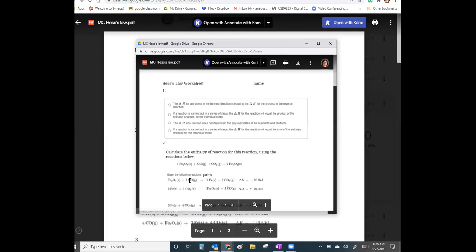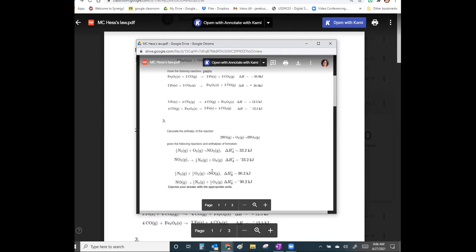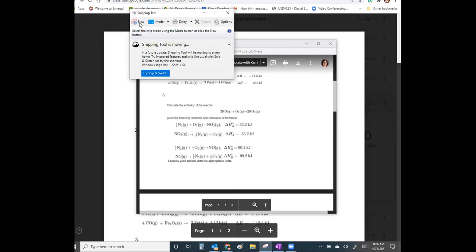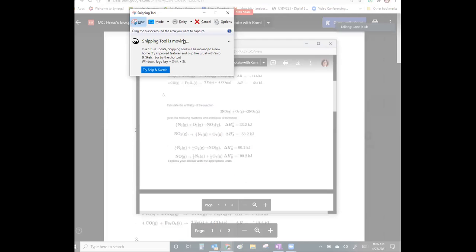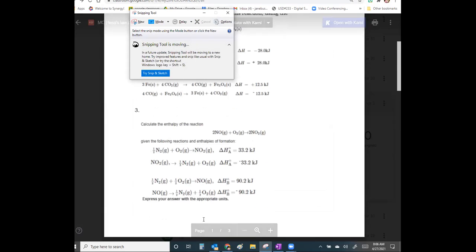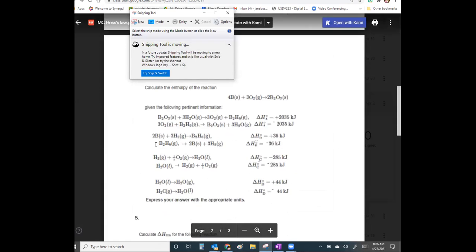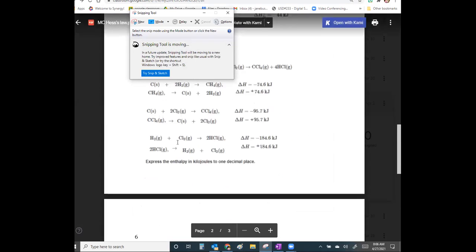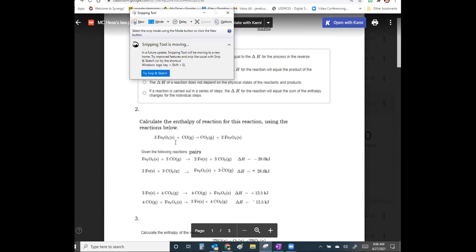here's a Hess's law worksheet. Let me just, I don't know how well this is. That's probably not going to copy well. Let's do the easy one, the first one.